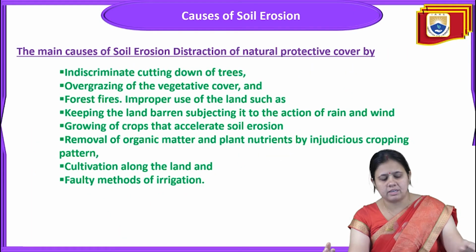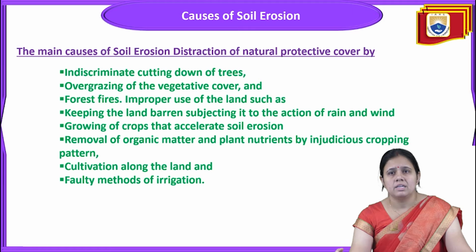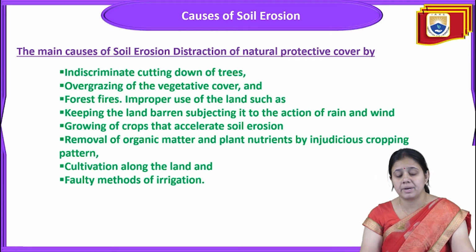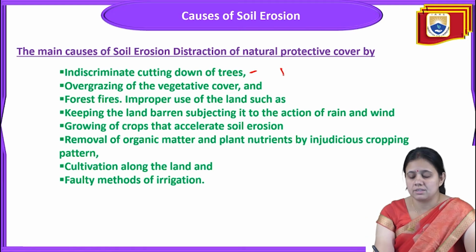Now we come to the next thing. What is the reason behind soil erosion? What are the main reasons for soil erosion? The main cause of soil erosion is the destruction of the natural protective cover by indiscriminate cutting down of trees. So deforestation is the reason behind this soil erosion.